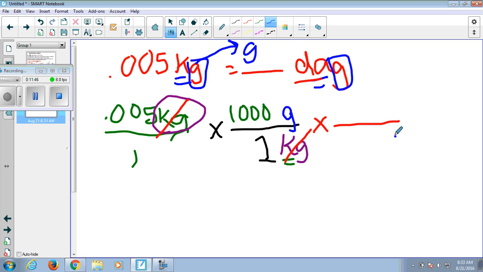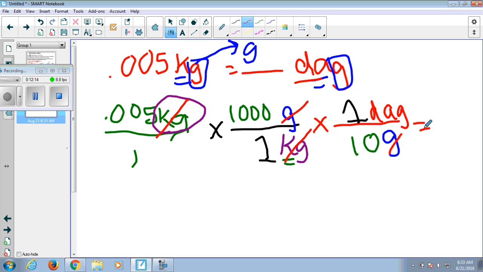I'm starting with grams, so it goes in the denominator. I'm going to decagrams, so I put that on top. I put 1 with the prefix, and then the meaning of the prefix with the base unit. Deca means 10. Now I can cancel again and solve.